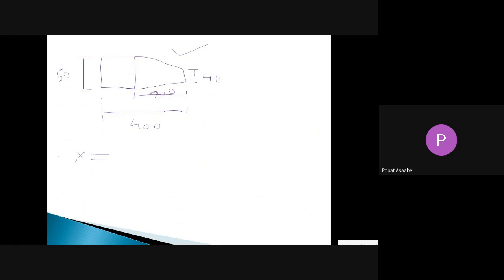Then how to find it out? What is the formula for that? The formula for finding the offset distance is x = (D minus d) divided by 2, into capital L divided by small l. What is meant by capital L? Here capital L is nothing but the length of your workpiece, and small l is nothing but the length of your taper. I'm going to write here: it is the length of your taper.